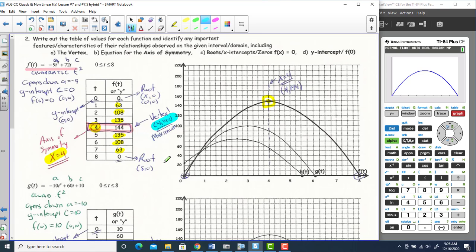After 4 seconds, it reaches a maximum height of 144 feet. And we can also see some other features, such as the roots. The roots are where it measures 0. It's measuring 0, or it hits the ground, at time 0 when the arm has been swung all the way back to the ground, as well as 8 seconds from now when it hits the ground.